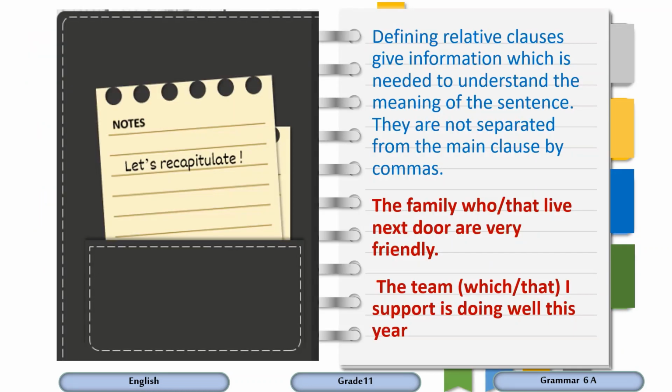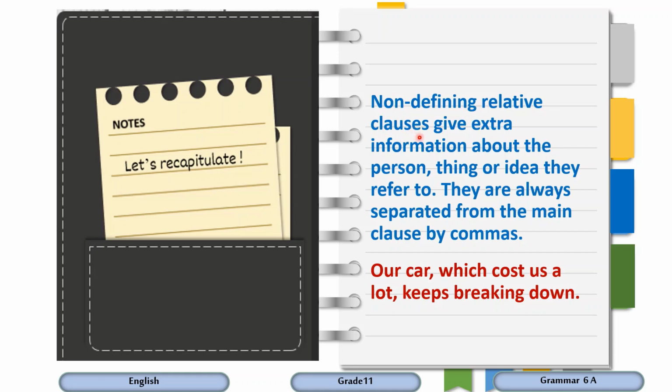All right, now let's recapitulate. Defining relative clauses give information which is needed to understand the meaning of the sentence. They are not separated from the main clause by commas. Look at this sentence: The family who or that live next door are very friendly. Who or that live next door is important for the meaning of the sentence and gives needed information, so it is called a defining relative clause.